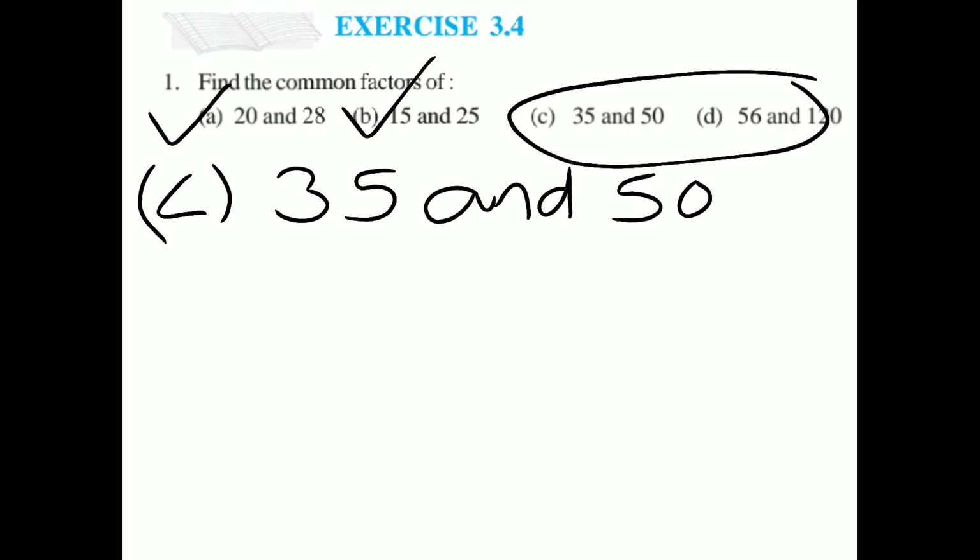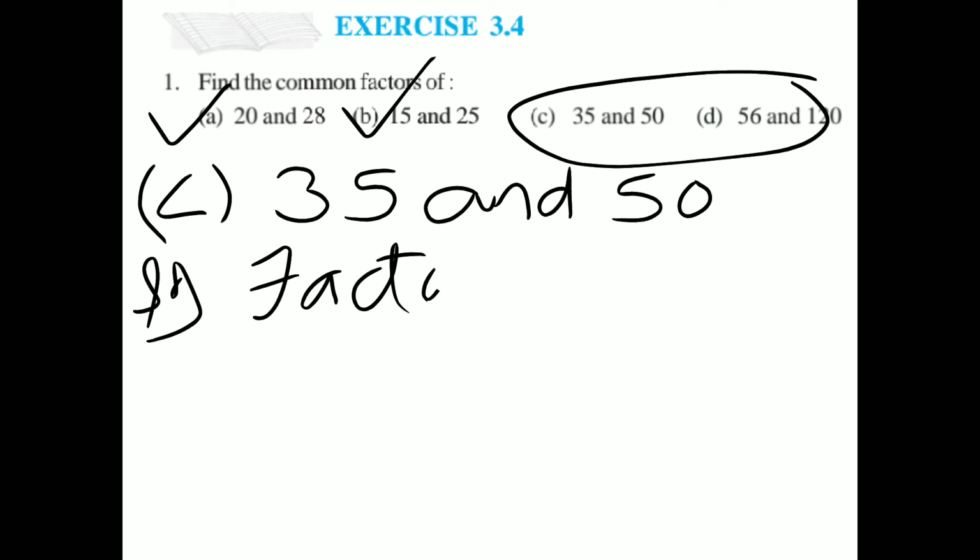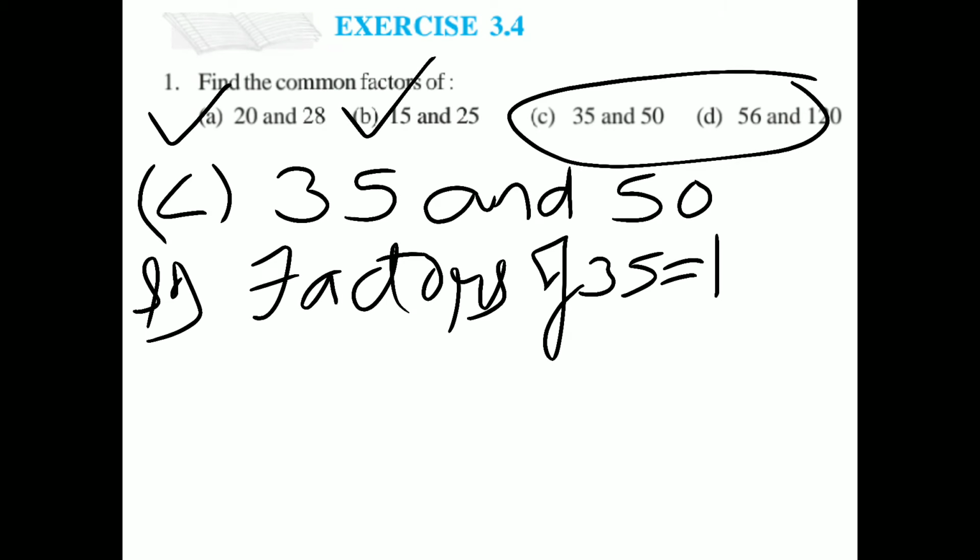Understood? Now, firstly I write factors of 35, means 35 comes in which table? Clear? We write 1, 35s are 35. Then in 2 table does 35 come? No. 3 table? No. 4? No. 5? 7 fives are 35. Clear? So these are the factors of 35.